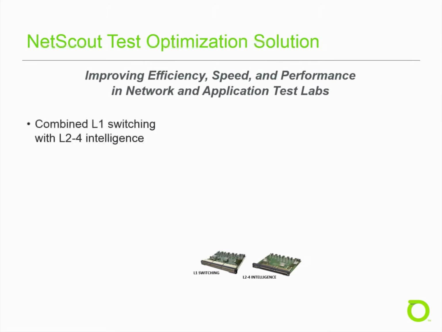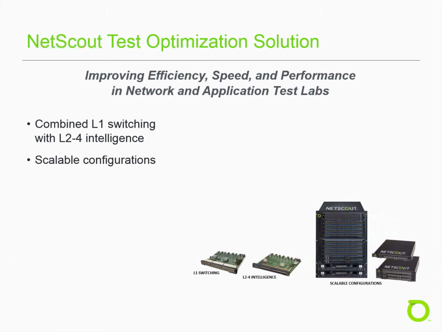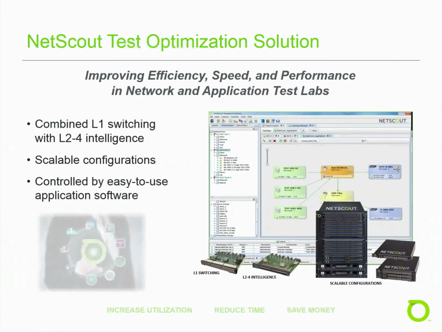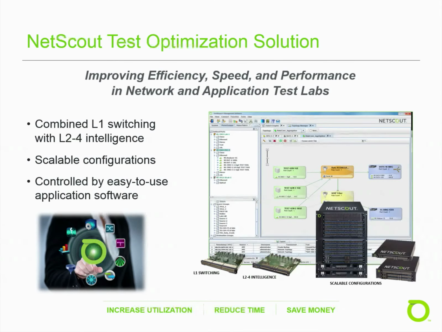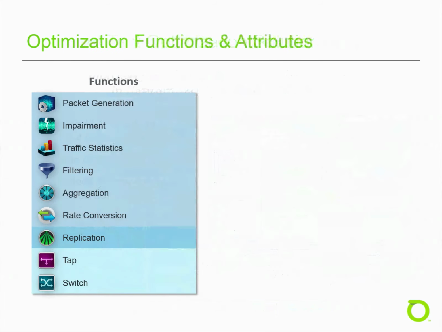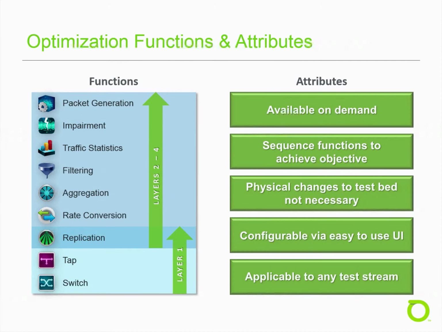This is done by combining Layer 1 switching with Layer 2 through 4 intelligence in scalable configurations, all controlled by easy-to-use application software or third-party tools. Combining Layer 1 switching with Layer 2 through 4 intelligence enables lab managers and test engineers to access functions that would otherwise require additional equipment.